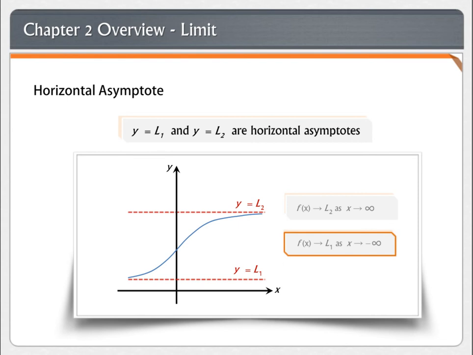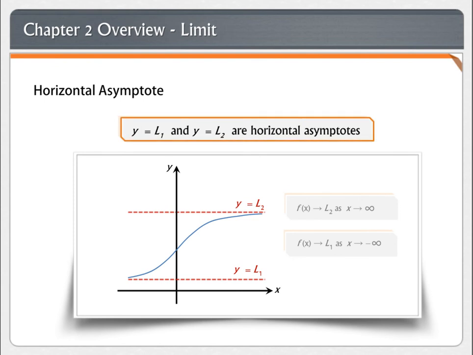Here, y equals L1 is going to be another horizontal asymptote for your function. Notice that in this case L1 and L2 are different values, but it's not necessarily so. Sometimes, in both directions, if we go far in the positive direction or in the negative direction of your x-axis, we will approach the same horizontal line.